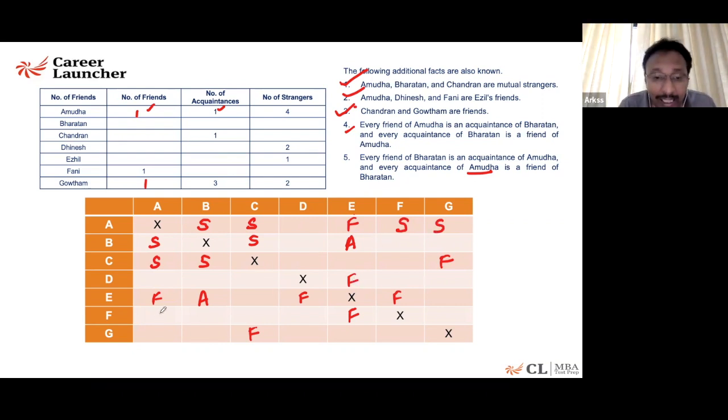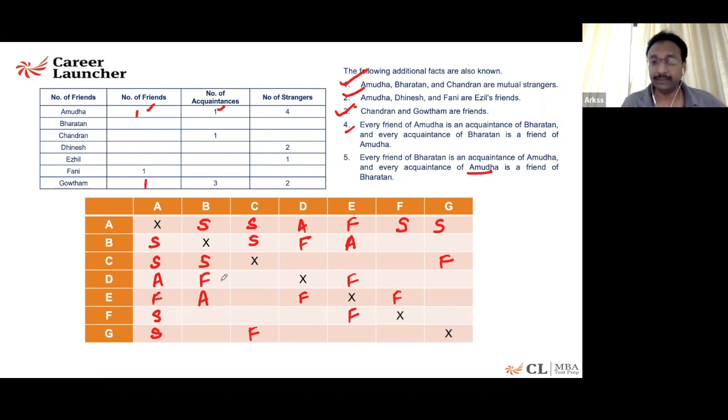Now, clearly, these two are strangers. That means this has to be an acquaintance, because there's one acquaintance. Now, every acquaintance of Amuda is a friend of Bharatan. So, A and D are acquaintances. That means D is a friend of Bharatan. DB also is a friend.